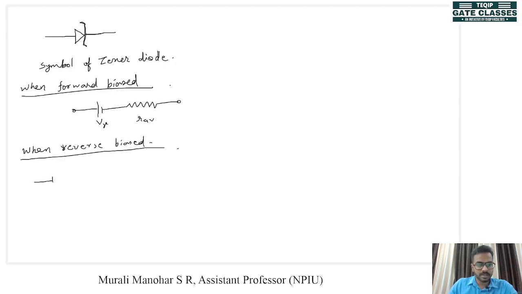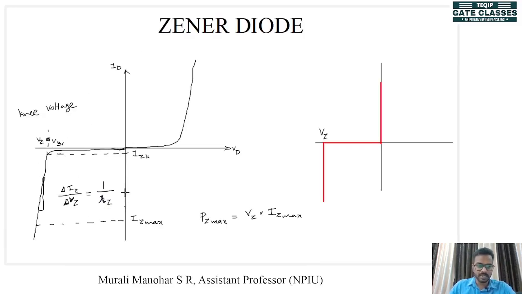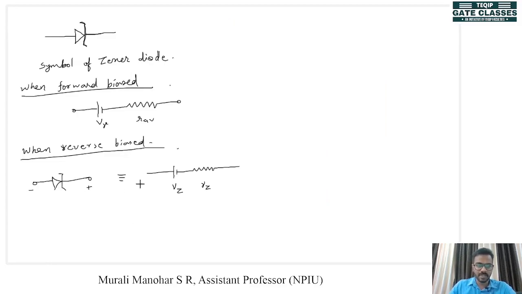That is, the anode of Zener is negative and the cathode of Zener is positive. In this case, the equivalent circuit will look like this. The only difference is, now this is VZ and this is RZ. We have already seen what VZ and RZ are. So this is the equivalent circuit of a reverse biased Zener diode.